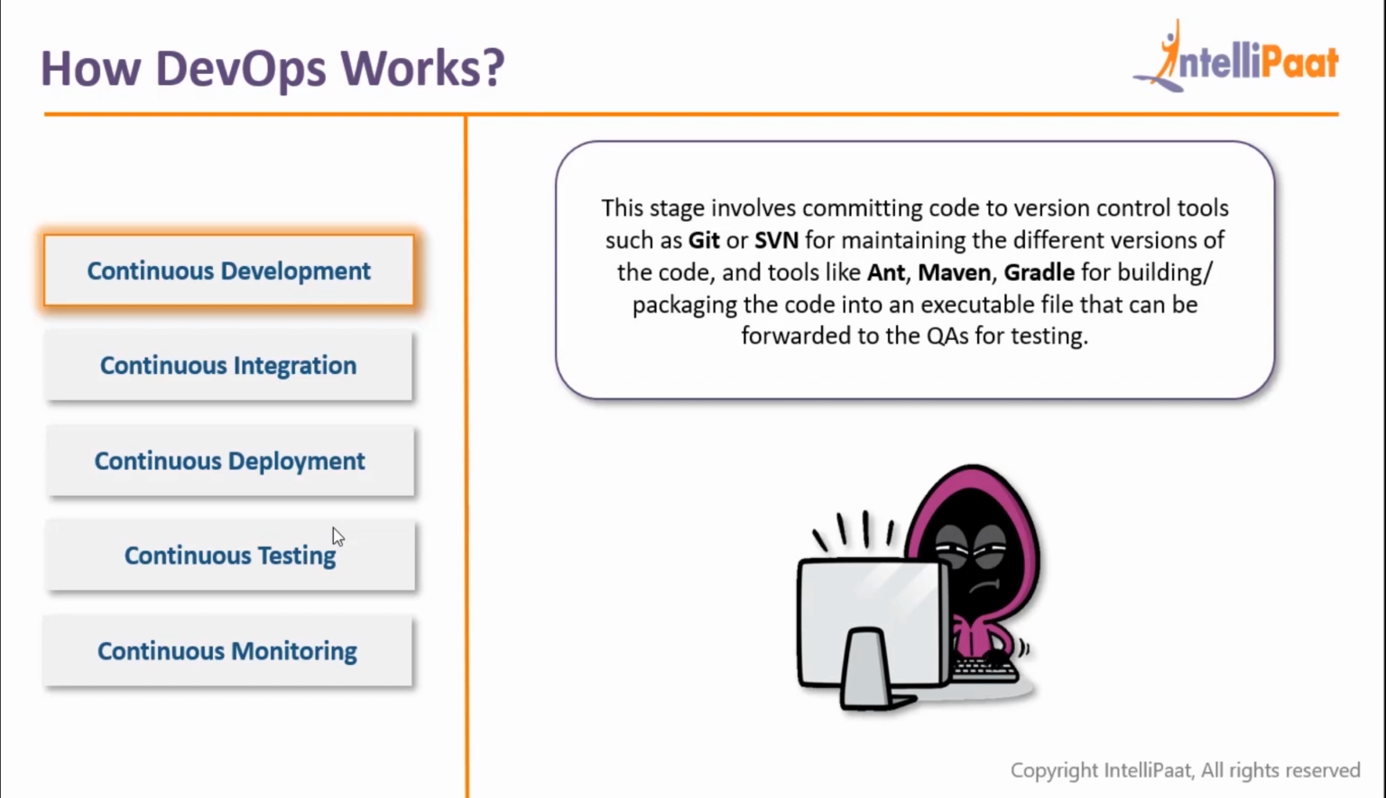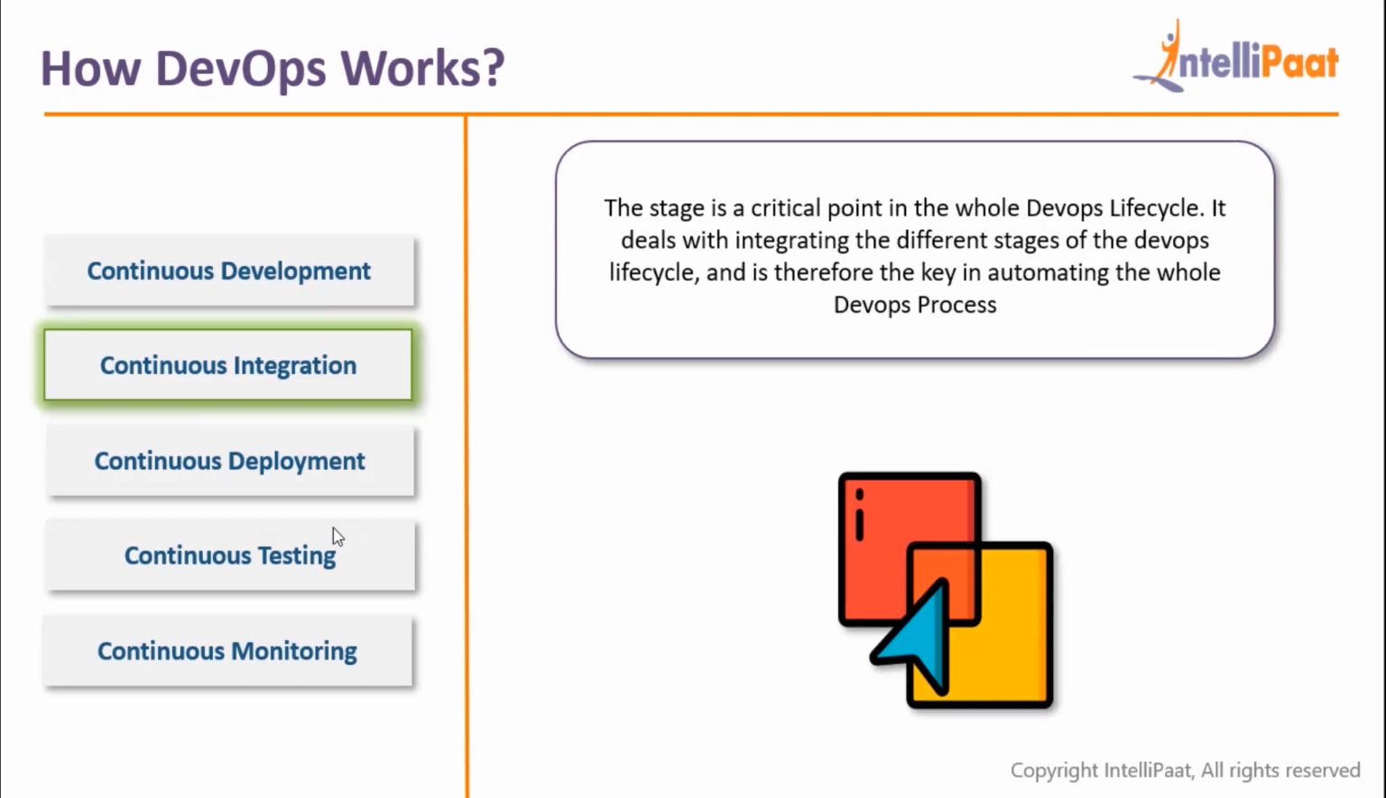Now this was continuous development. Then you have continuous integration. Now what is continuous integration? This is nothing but integrating your life cycles with each other, right?